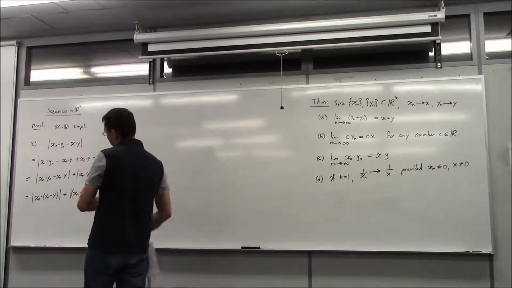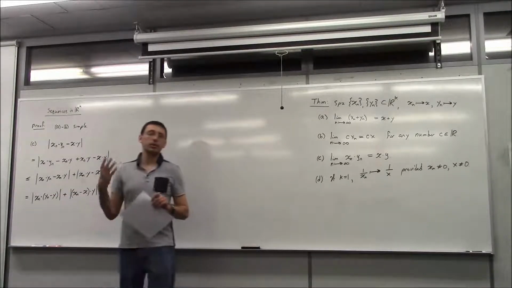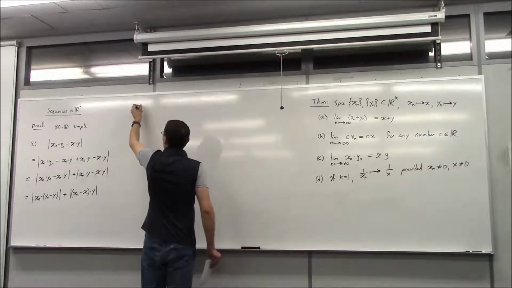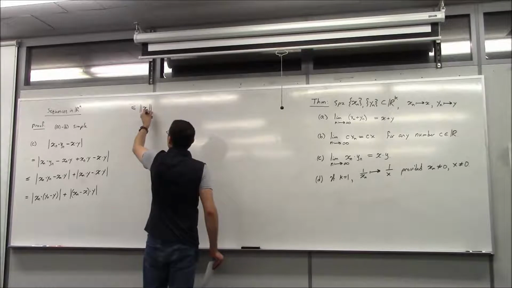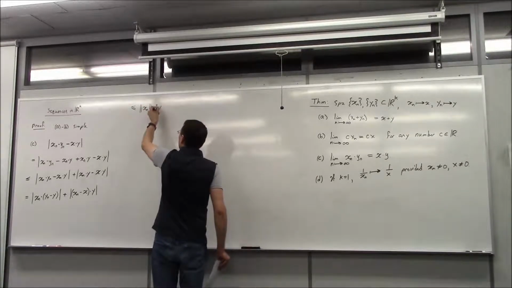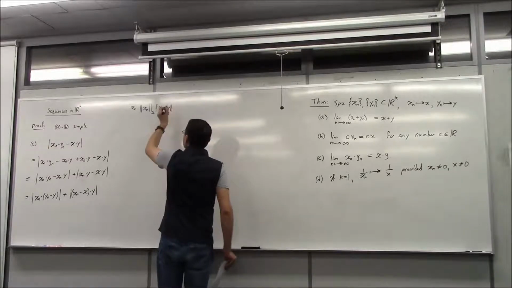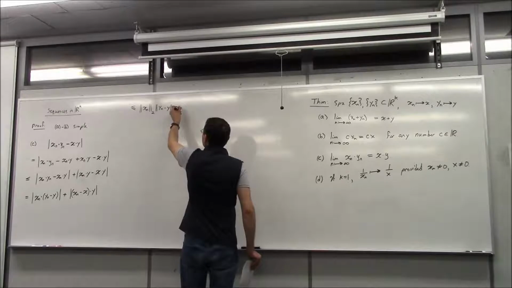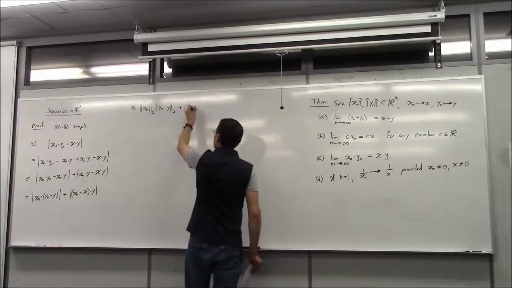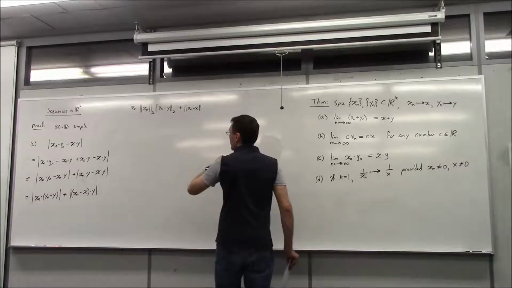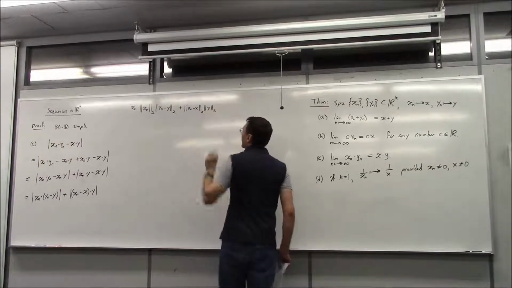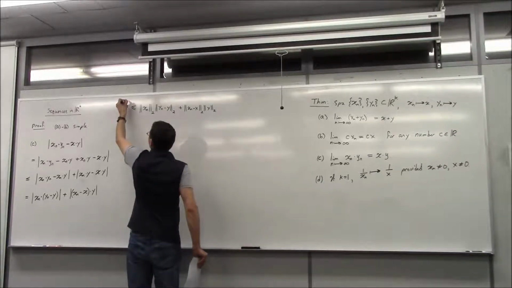So, what can we do? Here is a dot product. We recall Cauchy-Schwarz. So by the Cauchy-Schwarz inequality, this is less than or equal to the norm of xn times the norm of yn minus y, plus the norm of xn minus x times the norm of y. That's Cauchy-Schwarz. Correct?